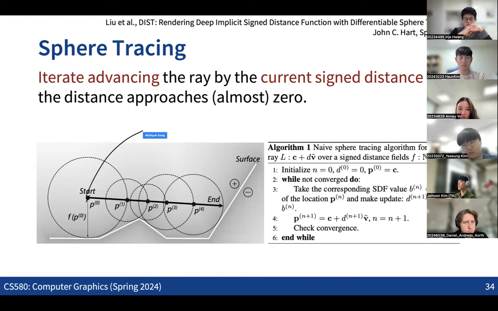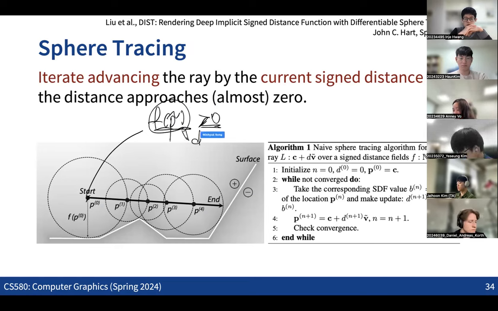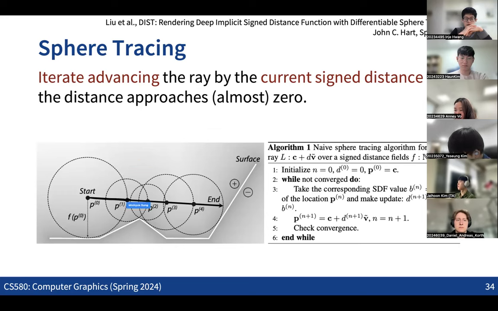So at every point, we are calculating the signed distance. If this distance is zero or negative, then we stop the marching, right? But if this distance is positive, let's say some distance d, that means that within this sphere defined with the radius d, there should not be any obstacles, because if there were, this distance would be smaller than d, right? So it's safe to march the ray until the bound of this sphere. So we take this step, and then we calculate the signed distance again. Then we define a new sphere, and we iterate this marching.